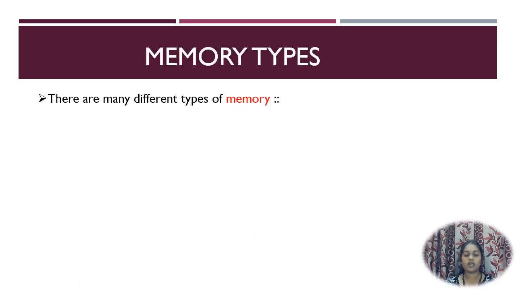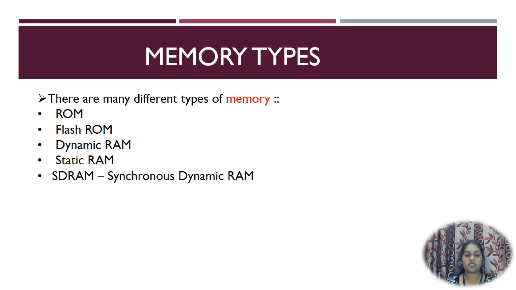Memory types. There are many different types of memory such as ROM, flash ROM, dynamic RAM, static RAM, and SDRAM, that is, synchronous dynamic RAM.